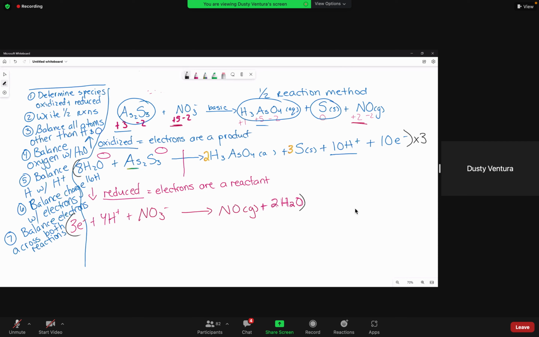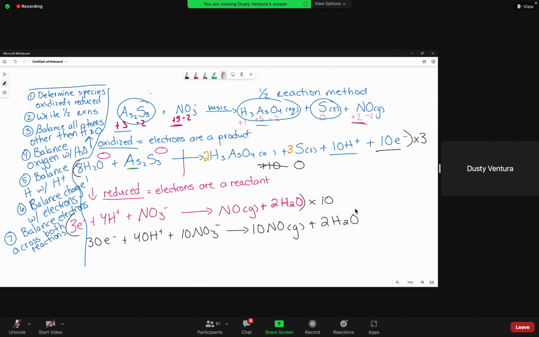I put 10 electrons on the right because the left side equals 0 and the right side was plus 10. And so I need the left and the right to have the same charge. So I added these 10 electrons to get that plus 10 to go to 0. Okay, so times 10 down here. Now my new reaction is 30 electrons plus 40 hydrogen plus 10 nitrates makes 10 NO gases and 20 waters.